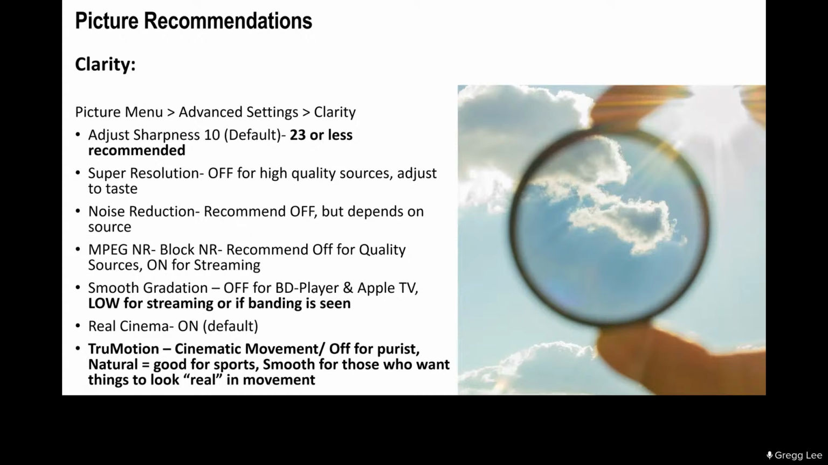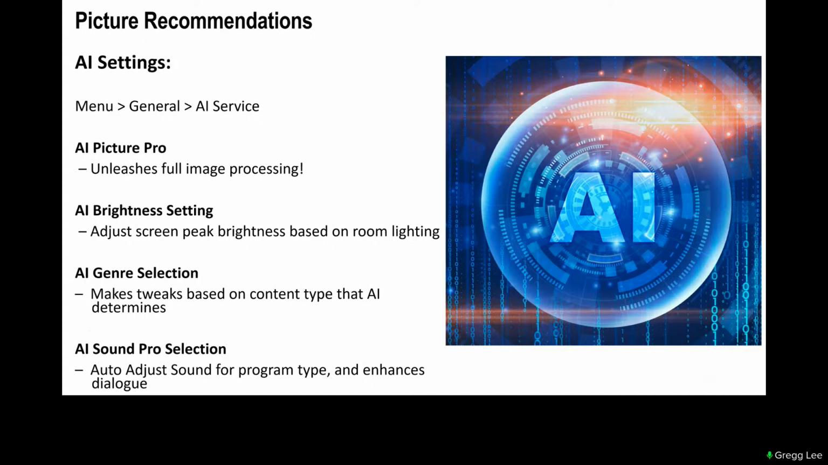And then last but not least, TruMotion, cinematic movement. If they're a purist, leave it off. Natural is good for sports, and smooth will just make everything look like it was shot on high frame rate video. But if you're watching any movies and whatnot, cinematic movement is probably my favorite and has actually been getting a lot of positive feedback in the reviews that are out there as being one of the best in matching our biggest competitors out there.